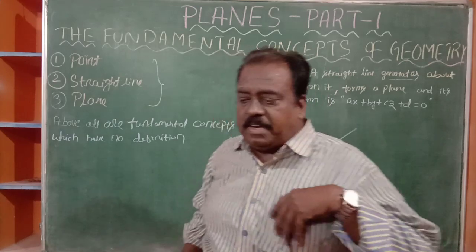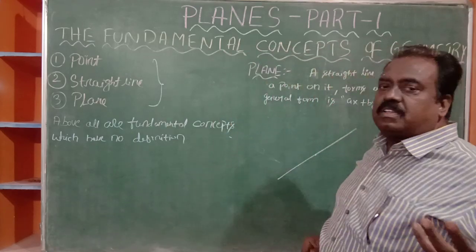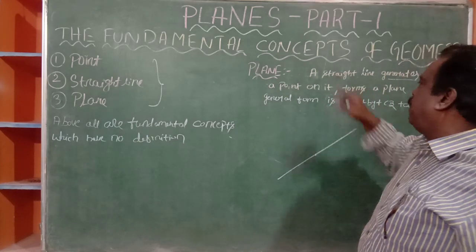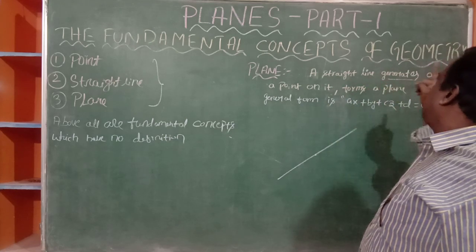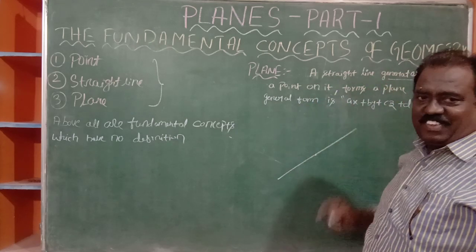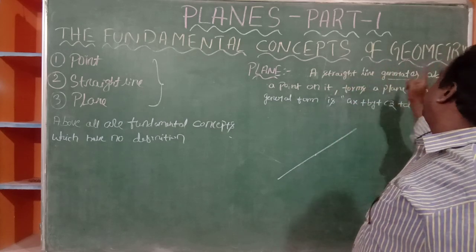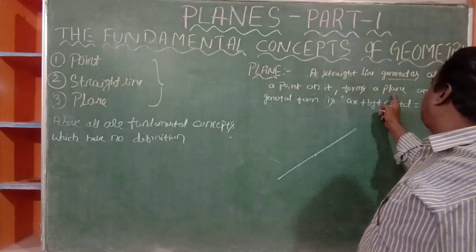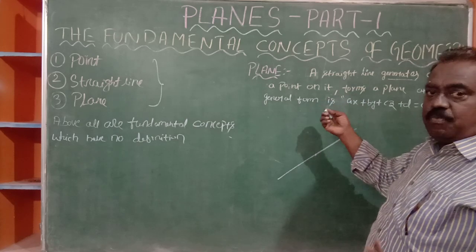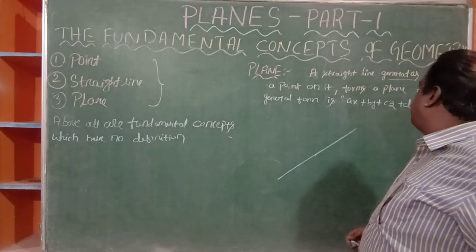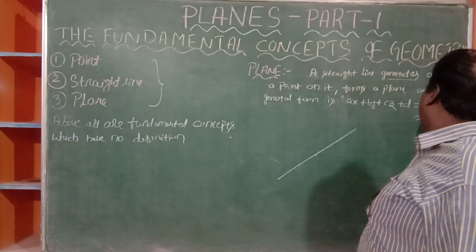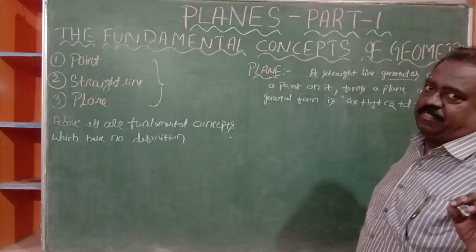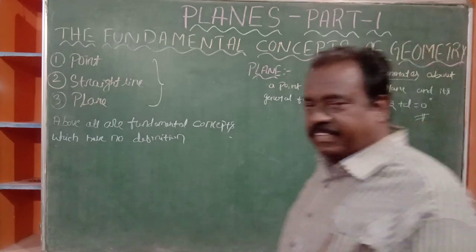So the mathematicians decided that to some extent we may explain this for understanding purposes. A plane can be formed by a straight line by generating it about a point on it. A straight line generated about a point on it forms a plane, and its general form is ax plus by plus cz plus d is equal to 0. Like that we may explain.